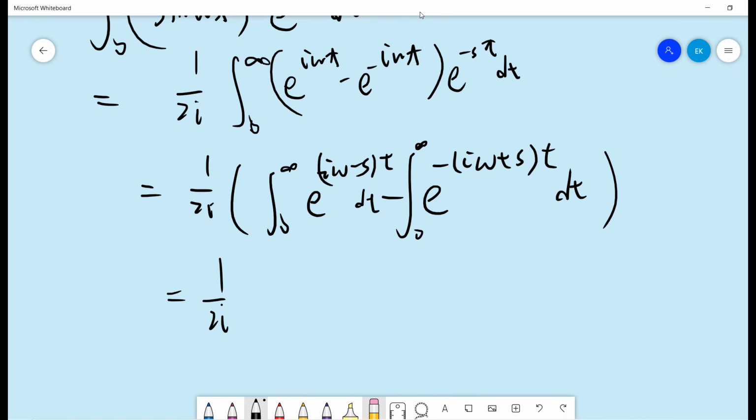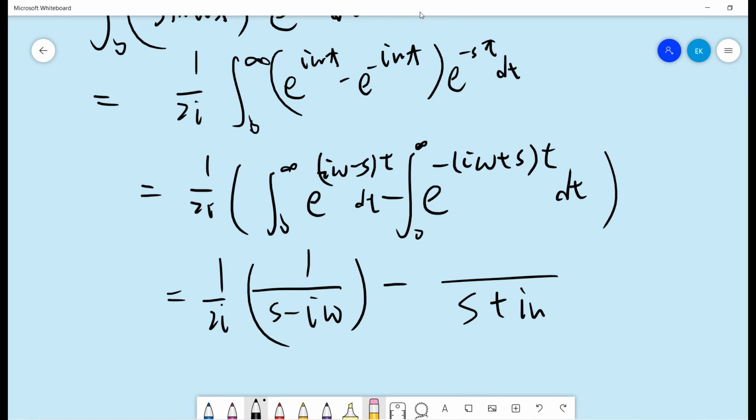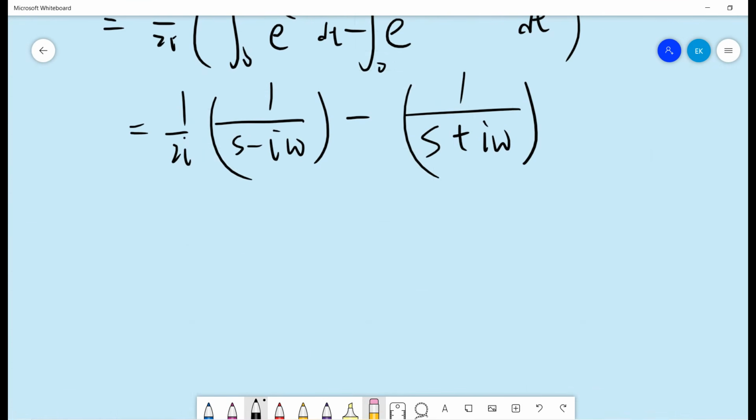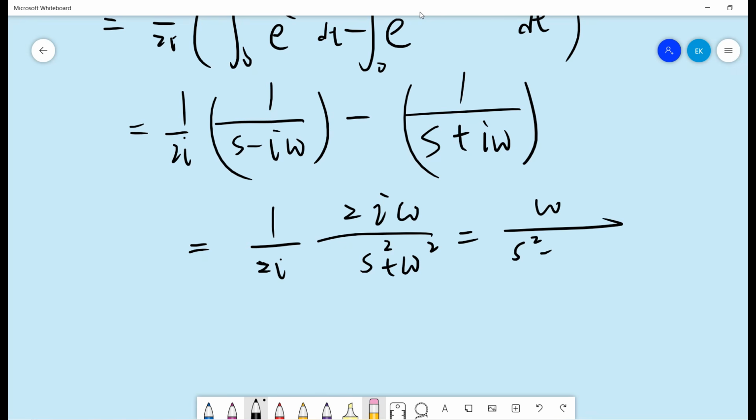Okay, and the first one gives you 1 over s minus i omega, minus 1 over s plus i omega. Okay, so this gives you 1 over 2i times 2i omega over s squared plus omega squared. So let me check. Okay, yeah, so this is correct. This should give you this.